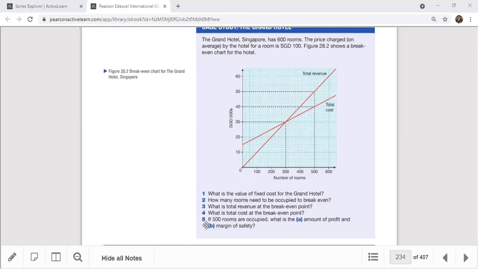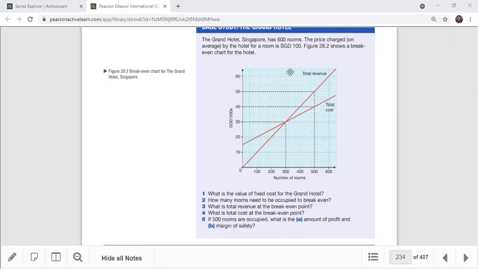Question number 4 asks what the total cost is at the break-even point. Total cost and total revenue are the same here, 30,000. So cost is also 30,000, and revenue is also 30,000. Question number 5 asks: if 500 rooms are occupied, what is the amount of profit and what is the margin of safety? 500 rooms is definitely above 50% capacity, so they are making a profit at this moment.